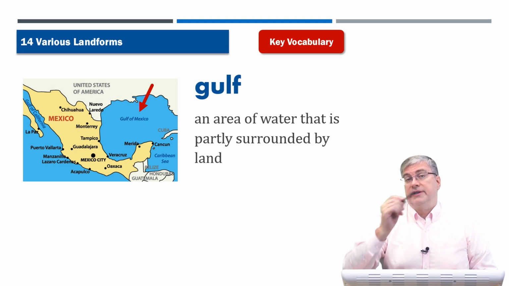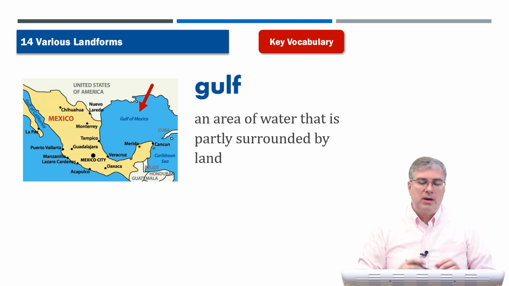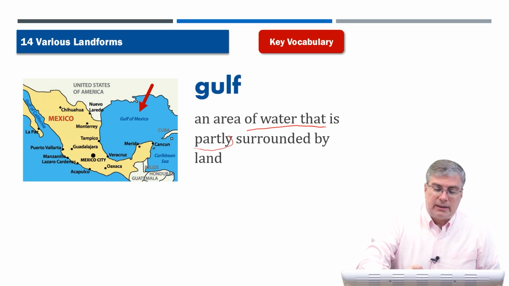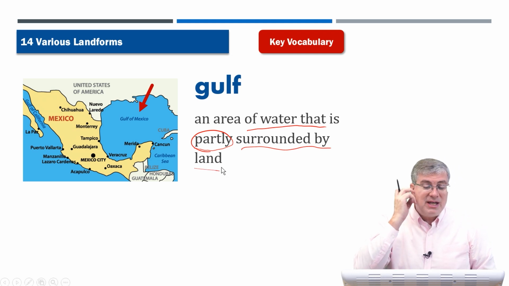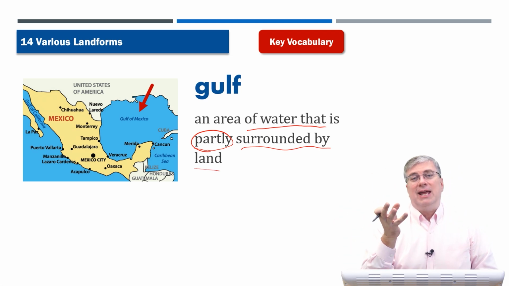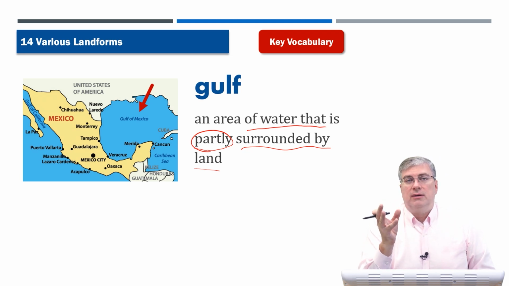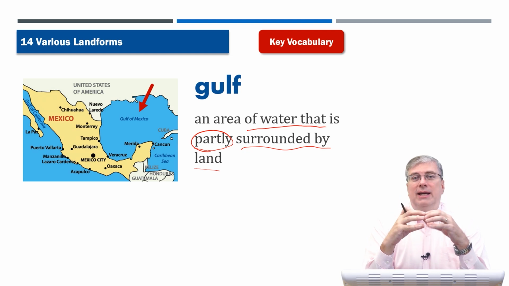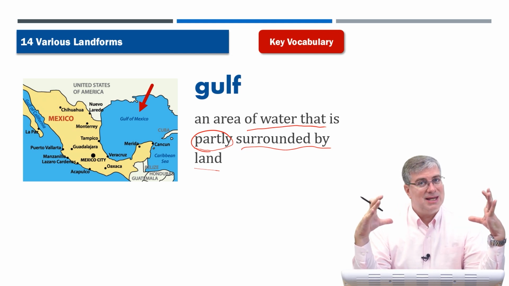Gulf. A gulf is another type of landform, even though we're talking about water, but it's still a shape of the land and the water. A gulf is an area of water that is partly surrounded, that's important, by land. It's partly, because if it was completely surrounded, it would be a lake or it would be a sea. Not an ocean. An ocean is not completely surrounded by land. An ocean surrounds the land. But if the land surrounds the body of water, it could be a pond, a small lake, or it could be a sea.